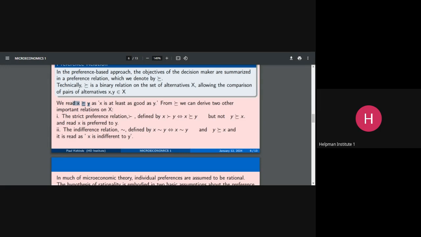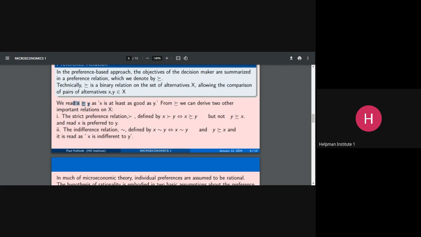Any question at this junction? Do you have any question? All right. In the absence of any question, we proceed.